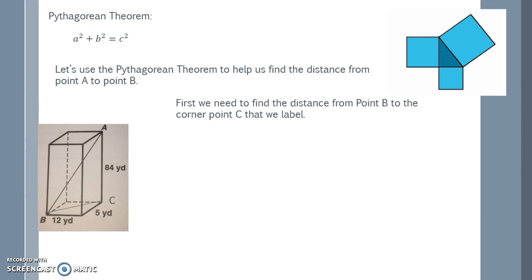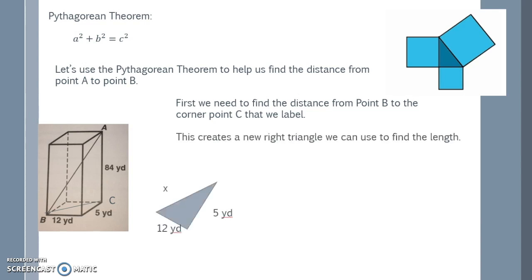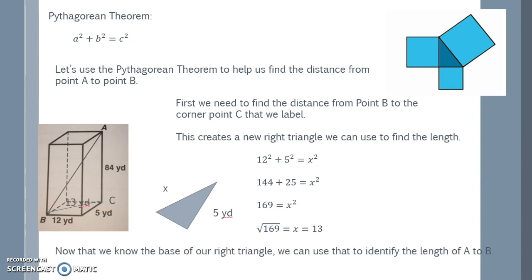But in order to find length B to C, we need to use the triangle that's listed there and find that length B to C. I know that the bottom base is 12 and the other leg is 5 yards. So using the formula 12 squared plus 5 squared equals x squared, we get 144 plus 25 equal to x squared, or 169 equals x squared. Taking the square root, I see that x is equal to 13.